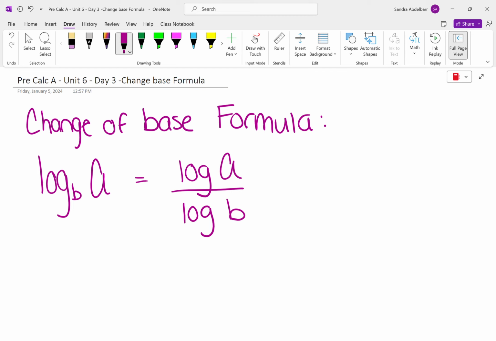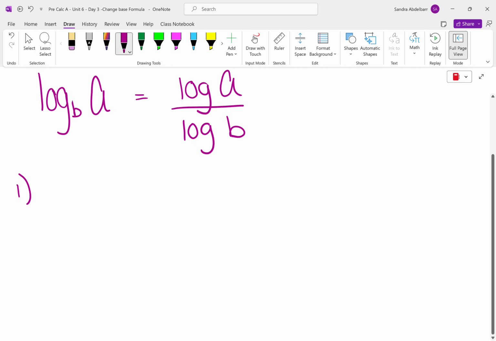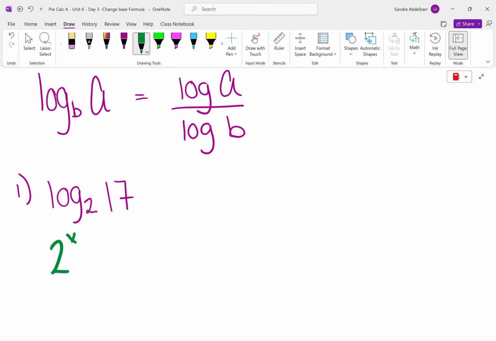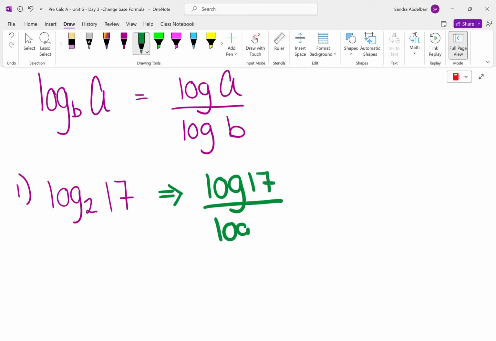All right, let's do a problem. So if I have log base 2 of 17. Now, before today, how would we have done this problem? Before today, we would have said, okay, well, 2 to the x is equal to 17. There would be no way we can do this by hand, so wouldn't we have to take the log of both sides? Yes, but we don't have to do this anymore. We can use the change of base formula. What does the change of base formula tell us? It tells us I could have log of the argument over the log of the base.